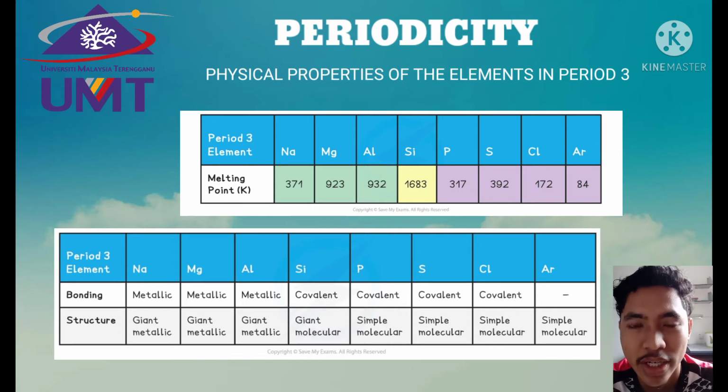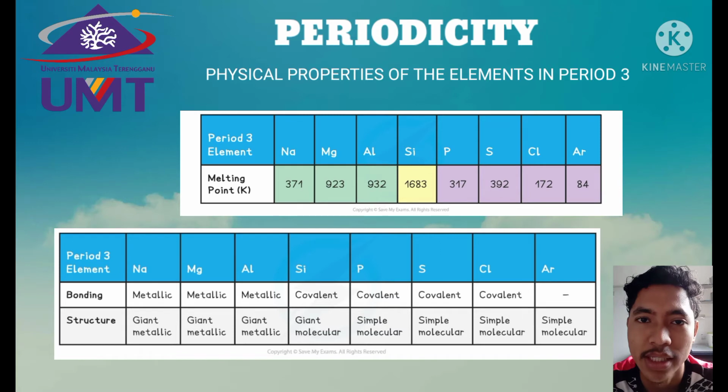Phosphorus, sulfur, chlorine, and argon are non-metallic elements and exist as simple molecules. The covalent bonds within the molecules are strong. However, between the molecules there are only weak instantaneous dipole-induced dipole forces.